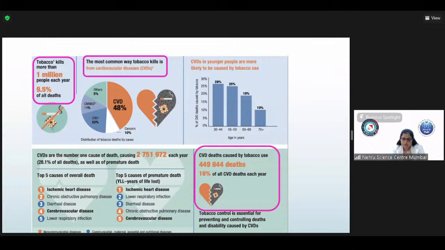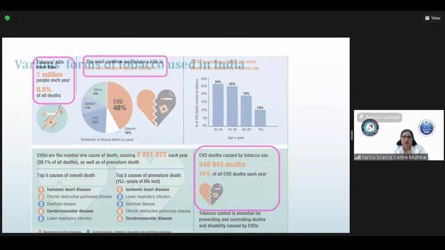The World Health Organization fact sheets for India during 2016 and 17 mention that tobacco kills 1 million people per year in India, and the most common way it kills is because of cardiovascular diseases, that is, tobacco affects our heart and blood vessels badly.